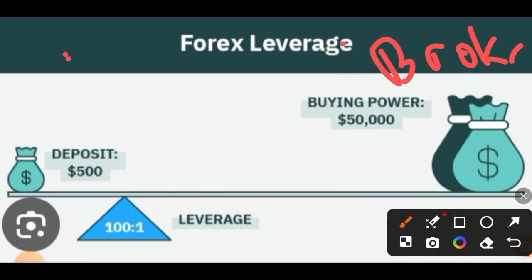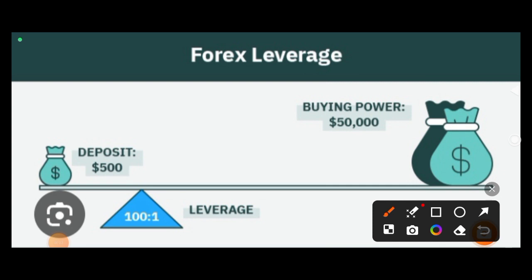So now leverage is the buying. Let's say you have a deposit of $500 and you had a leverage of 1:100. So guys, remember I said lots is simply the measure of volume or your buying capacity.